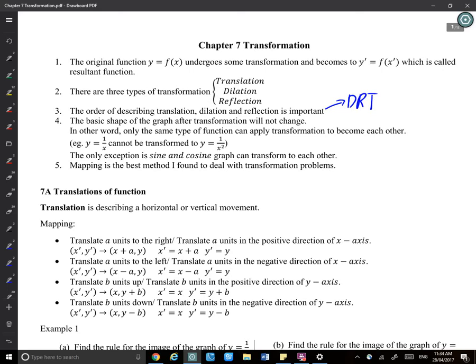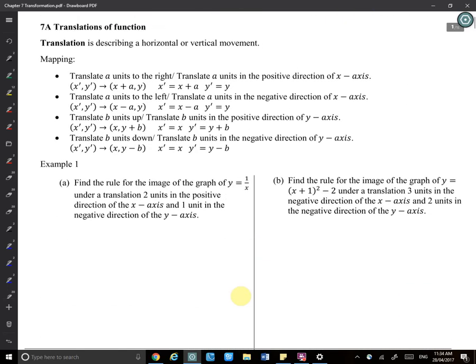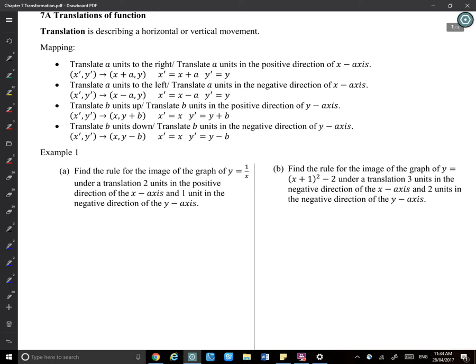We start from 7a. So 7a is translation. We talk about three different transformations one by one. The first one we talk about is translation. Translation will be the easiest one, moving right, left, up, or down. Move this graph, the whole graph, moving like that.